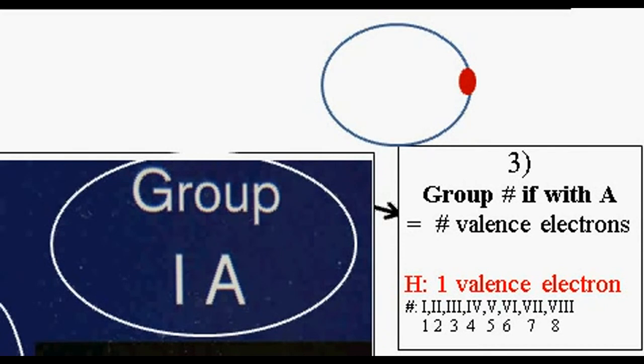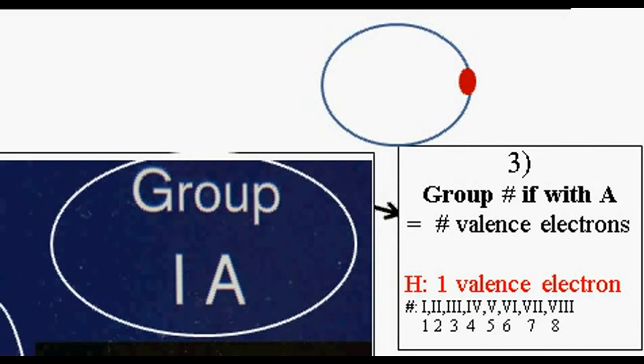Hydrogen is in group 1A. This means that it has one electron on the outermost shell, which is the valence shell. And these electrons on the valence shell are called the valence electrons.